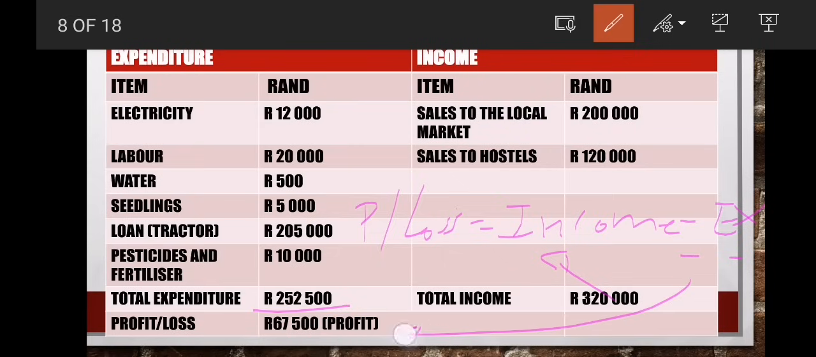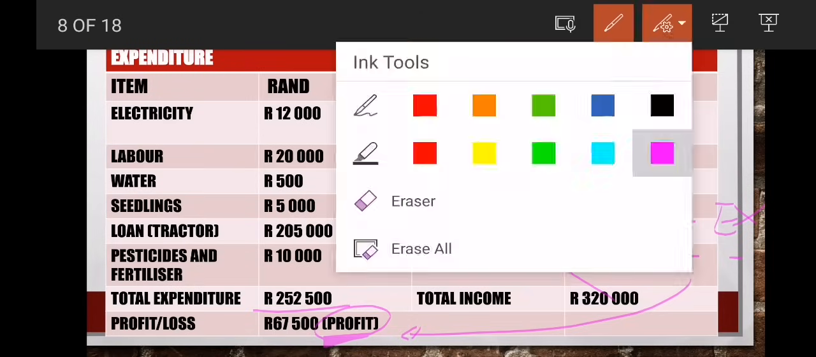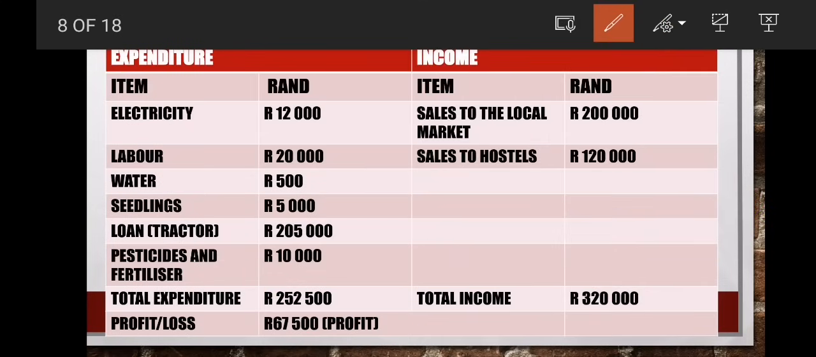We get this one. Look here, we said profit because the answer came as a positive. So that's how we expect you to draw the graph. Remember we said this is a plan. It shows the future income, the future expenses.